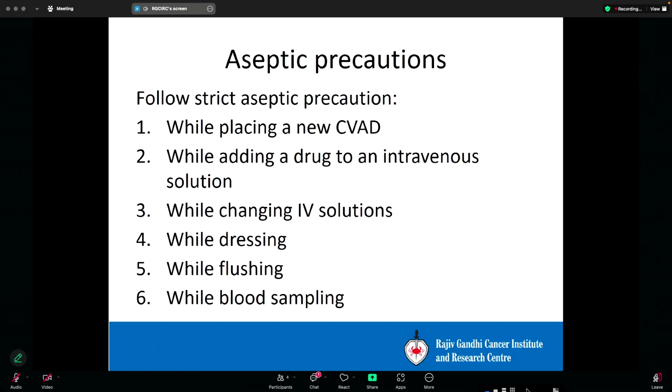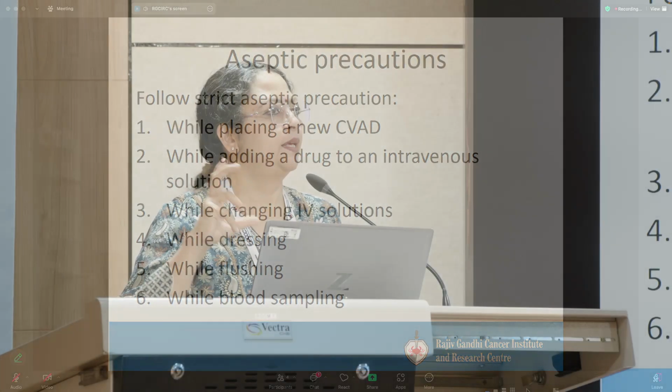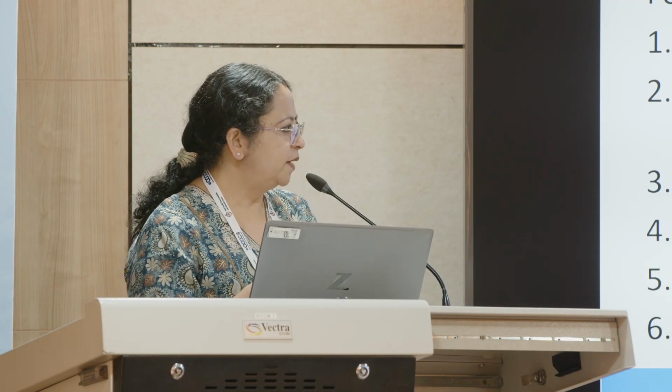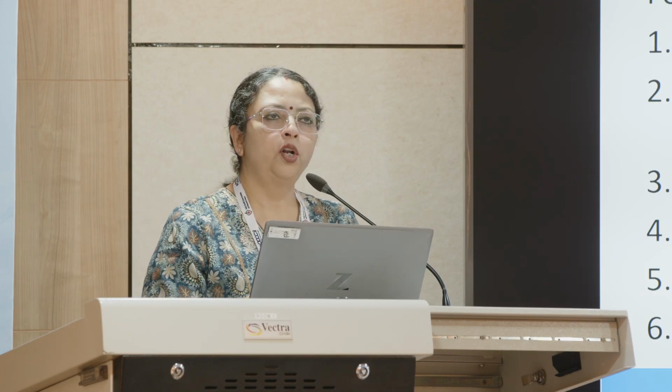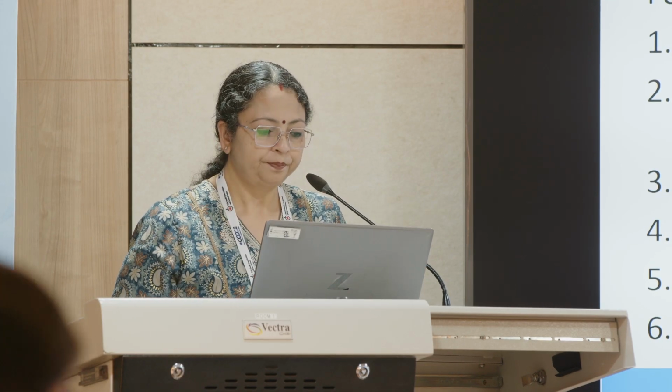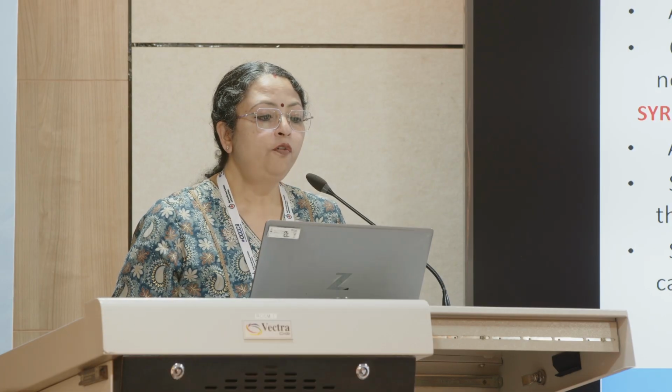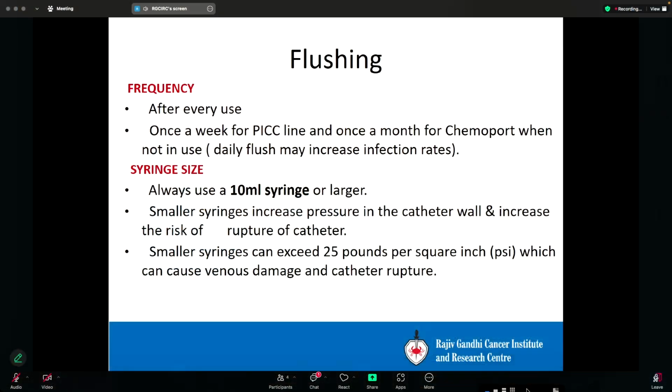And even during dressing. Dressing of the lines is done by the line care team. So that bias we have eliminated, whether the patient is in the ward or in the ICU or anywhere, or in the OPD, it is done by the line care team. So how frequently do we have to flush? Once a week for a PICC line and once a month for a chemoport.